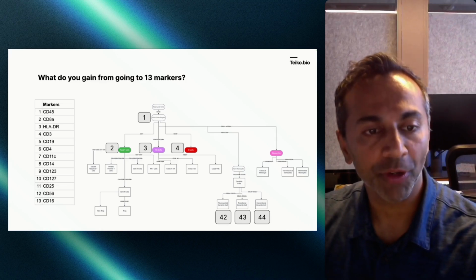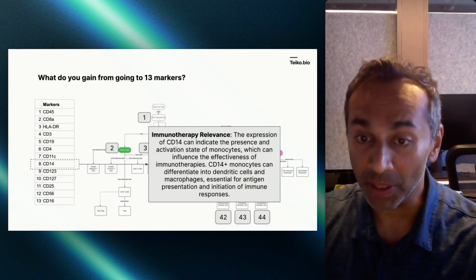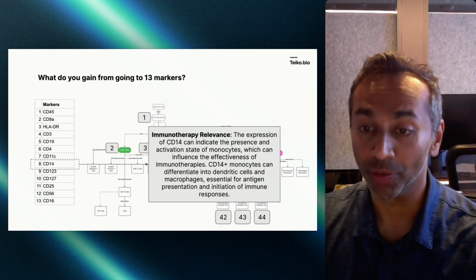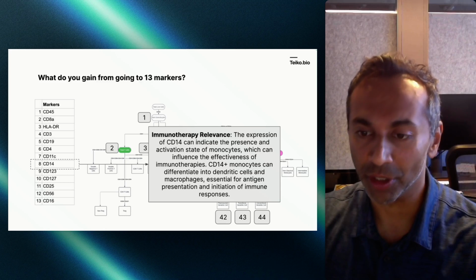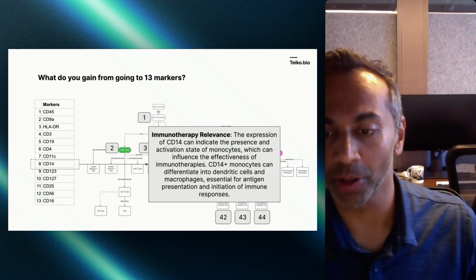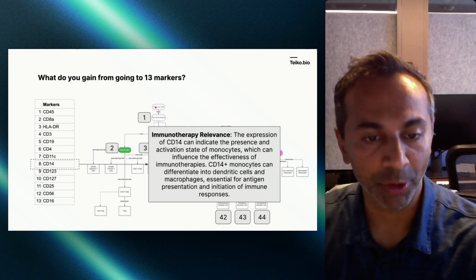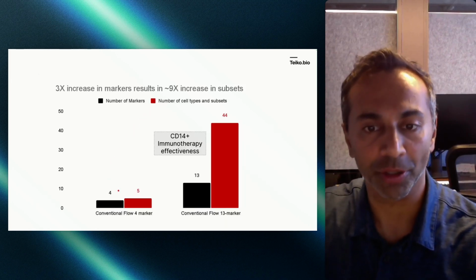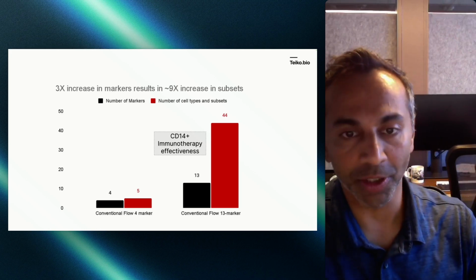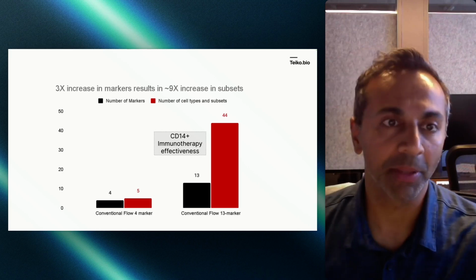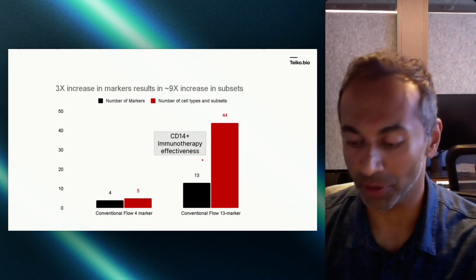here. And now you can find cell types that are associated with potential response, like CD14. So this could mean the presence and activation state of monocytes, which could influence the effectiveness of immunotherapies. CD14 positive monocytes can turn into dendritic cells and macrophages, which are crucial for antigen presentation and initiation of immune responses. So that's an example of going from 4 to 13. You automatically start to find new subsets that potentially can be associated with the response. Okay, should we just stop here? I mean, we already did a 3x increase in markers from 4 to 13 that drove a 9x increase in subsets.